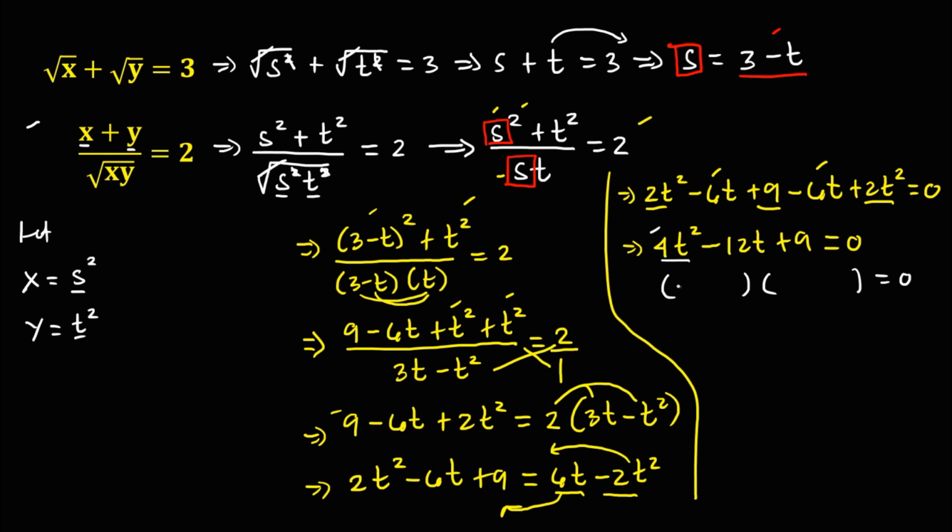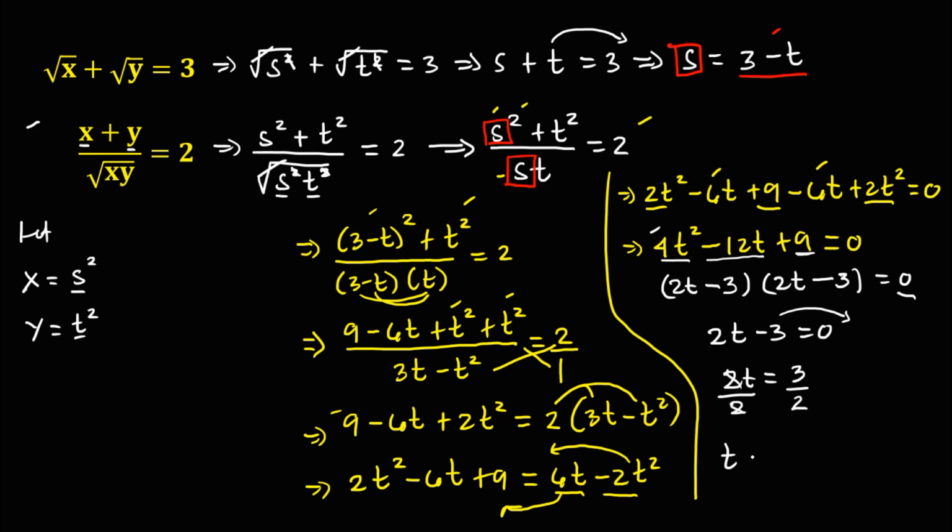For this 4t squared, that's 2t times 2t, and for positive 9, that's 3 times 3. Then since the middle term is negative, the signs are all negative. Since we have the same factor, we just need to equate one factor to 0. So we have now 2t minus 3 equals 0. To solve for t, transpose this negative 3. So we have 2t equals positive 3. Then divide by 2 to solve for t. So therefore, t is equal to 3 over 2.